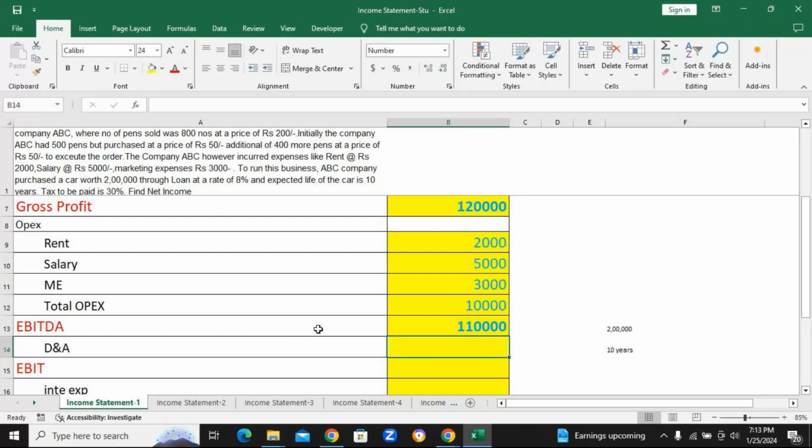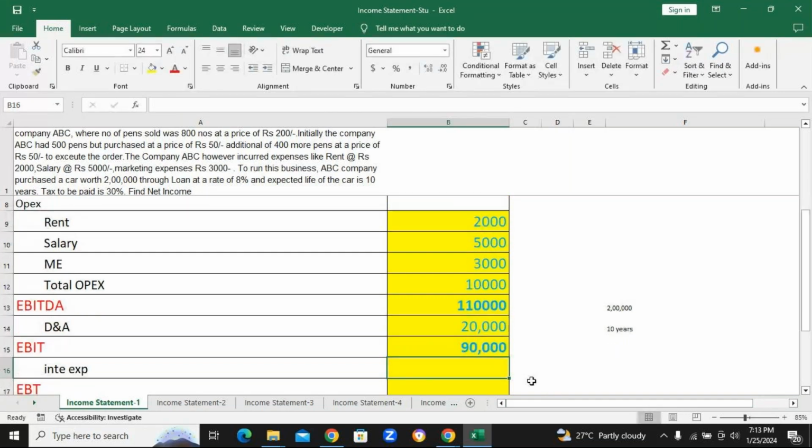So now depreciation and amortization. Depreciation is happening on the car. So I have bought the car and they are telling that the car's expected life is 10 years. So equals 2 lakh divided by 10. So 20,000 is the depreciation loss that is going to happen. So EBIT, earnings before interest and tax, equals 1,10,000 minus 20,000. So 90,000 is the EBIT.